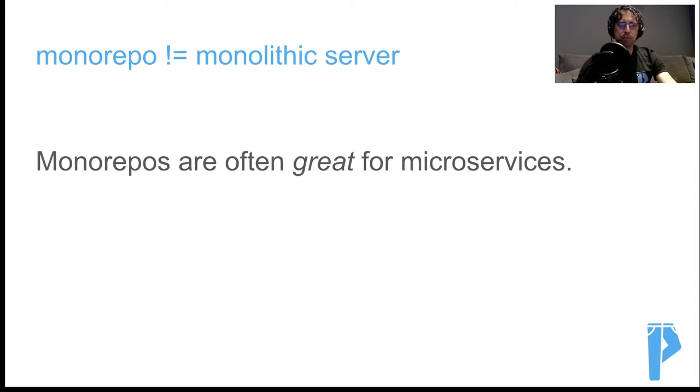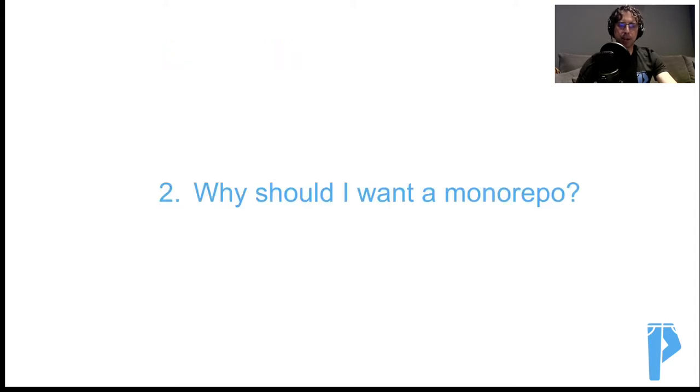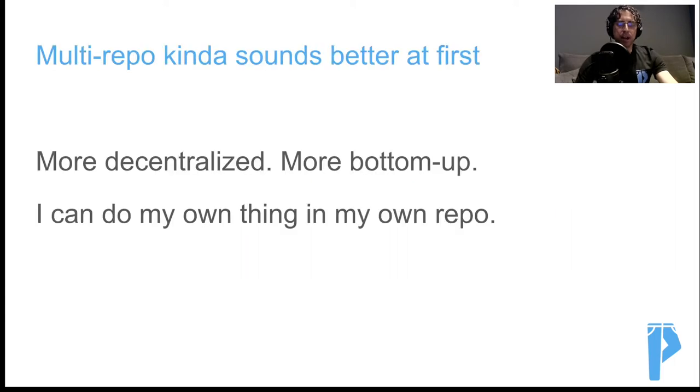So we've talked about what a monorepo is. Let's get into why you should want one. And I will admit, multi-repo sounds better at first if you just present these as I've described them. Multi-repo sounds more bottoms up, more locally managed, more decentralized. Those are good buzzwords, right? And multi-repo is also tempting to us because it allows us to put a barrier between, you know, my perfect repo and all those other barbarians. If you want to make changes, if you want to mess up with my beautiful code, you have to come through me. And that is really tempting.